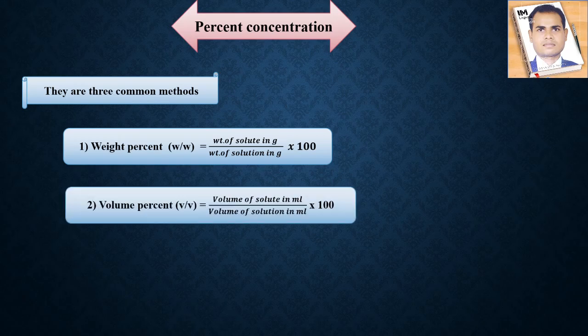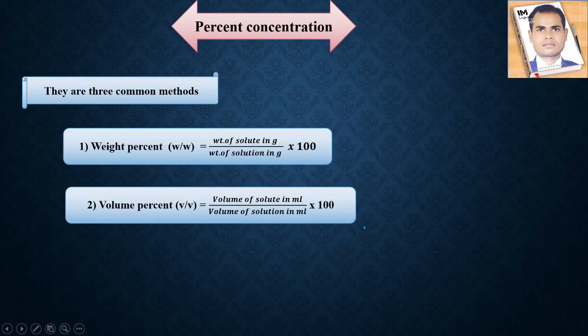Now next is volume by volume, that is volume percent. That means you will see a mixture of two liquid solutions. The formula is the volume of solute in ml divided by the volume of solution in ml, into 100. Both components will be liquids, that's why we have taken volume by volume.